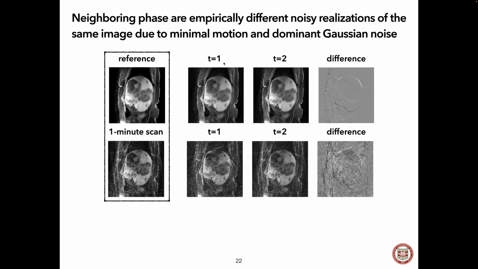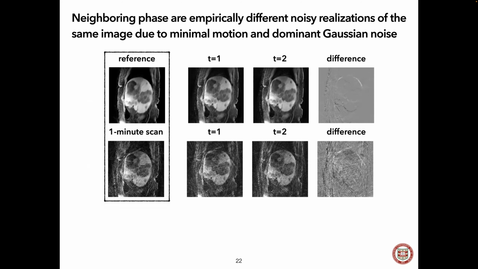So the images in the top row here show you the images for neighboring phases, like t equals 1, t equals 2. You can see the difference is small, meaning that the motion is small. And the bottom images here show you the undersampled reconstruction for t equals 1, t equals 2. You can see the difference here is basically just Gaussian noise. Of course, there are some streaking artifacts, but we could discuss it later.